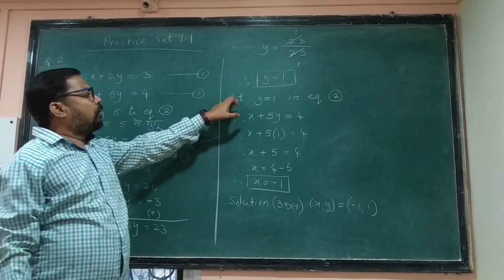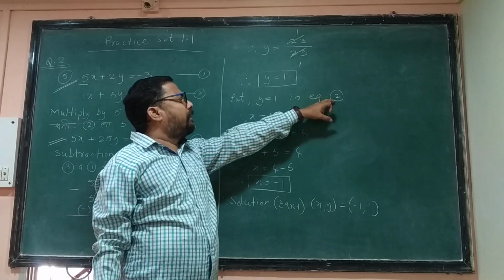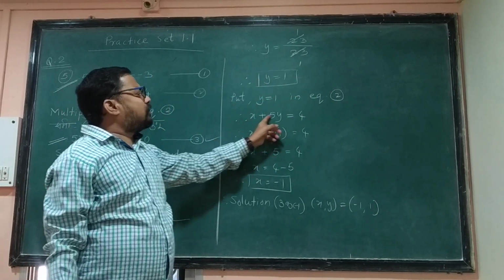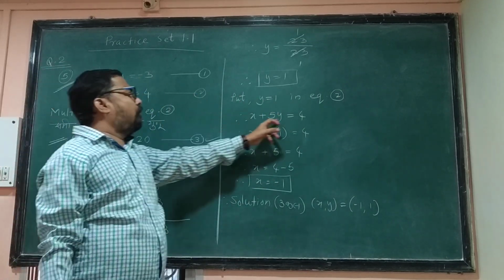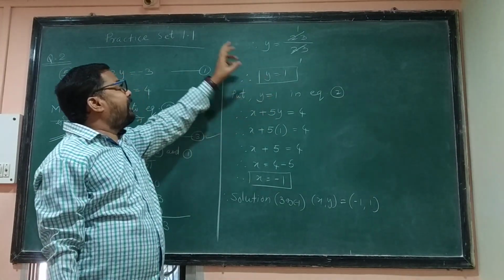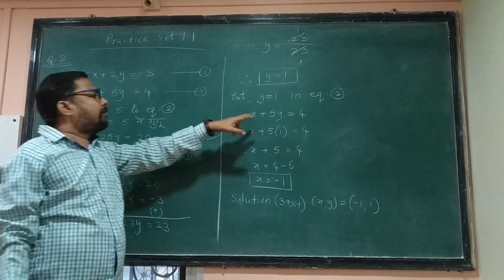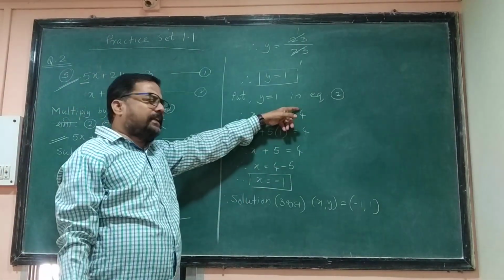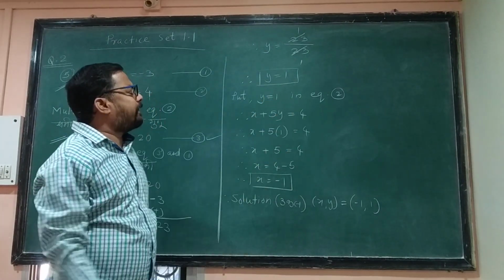Now put this value, y is equal to 1, in equation number 2. See, equation 2, x plus 5y is equal to 4. You can put the value of y in any equation, first, second or third. But you can see this one is a very easy equation. That's why I have put the value of y in equation second.